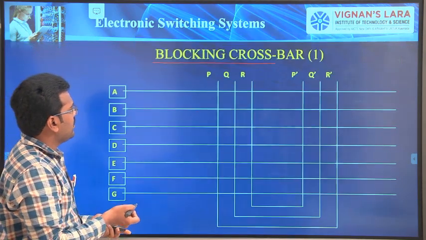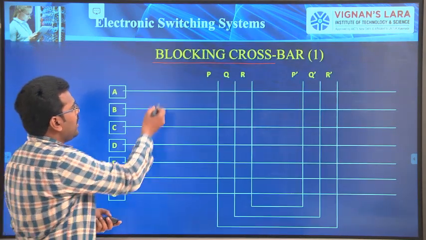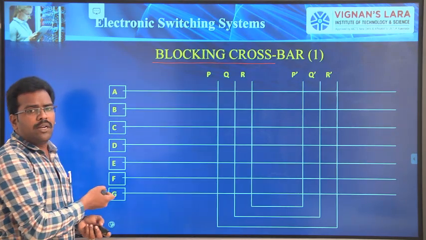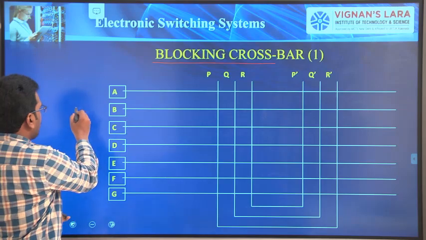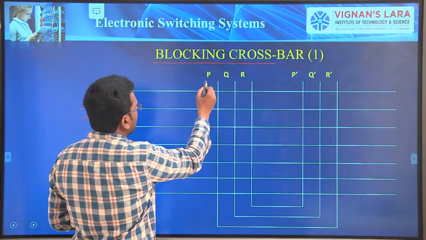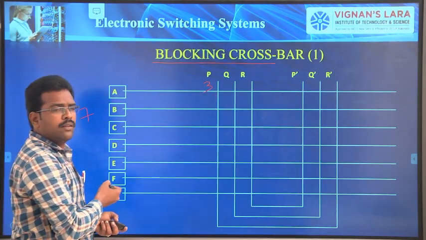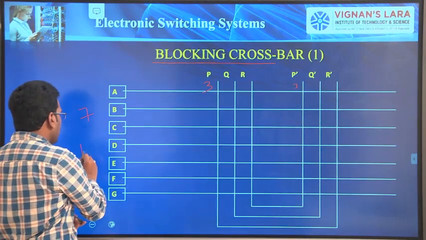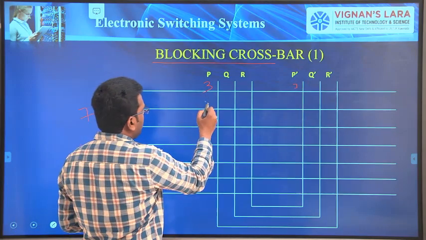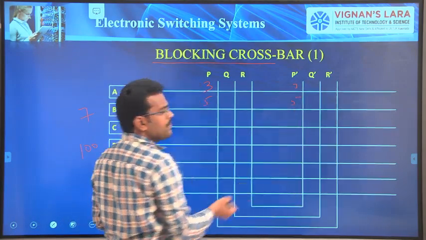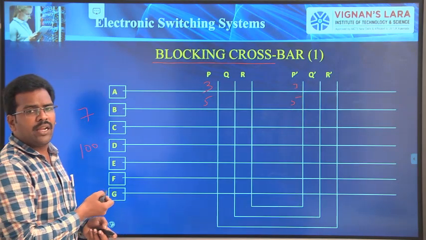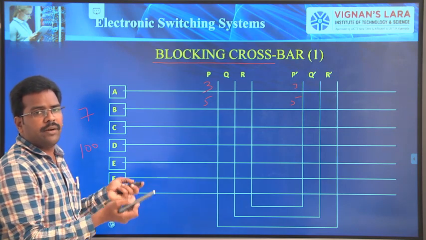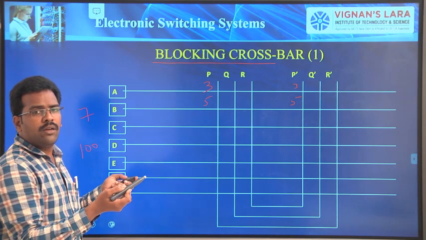So this is the case where you can observe a blocking network. Here the number of horizontal bars is not equal to the number of vertical bars. For 7 subscribers, here I am using only 3 vertical bars. If I take 100, I can go for some 5 plus 5 vertical bars. That's the advantage of using a blocking network. With the help of a blocking network, we are able to reduce the number of vertical bars, so that we can reduce the number of cross points.